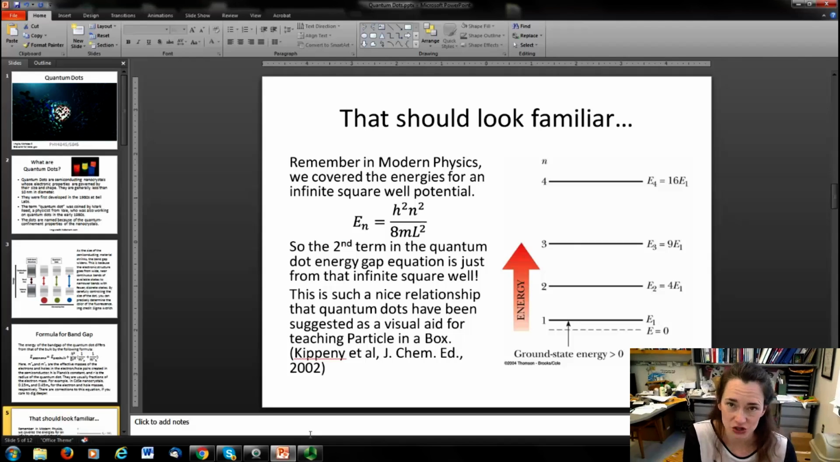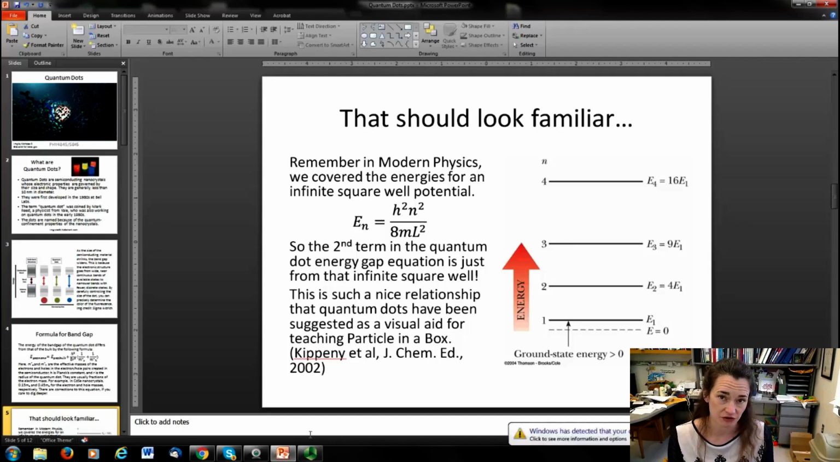And this is such a nice relationship that quantum dots have actually been suggested as visual aids for helping teach students about particles and infinite square well potentials because it maps so nicely. If you just take the length of the box and instead of the length of the box you put your radius of your nanoparticle, and instead of the regular mass of the particle confined to the well you put in the effective sum of the reciprocals of the masses of the electron and hole pairs, boom, there it is. There's the formula.